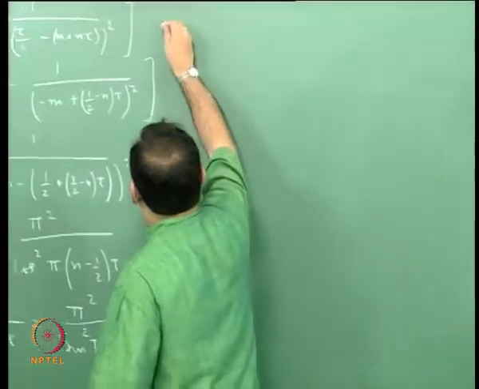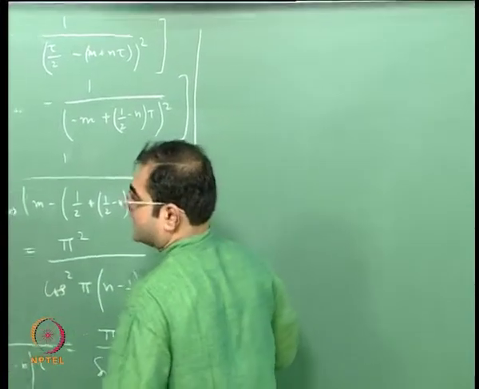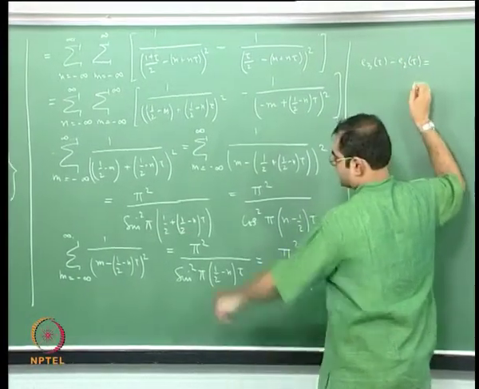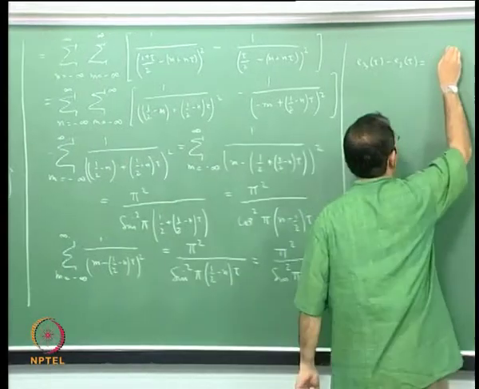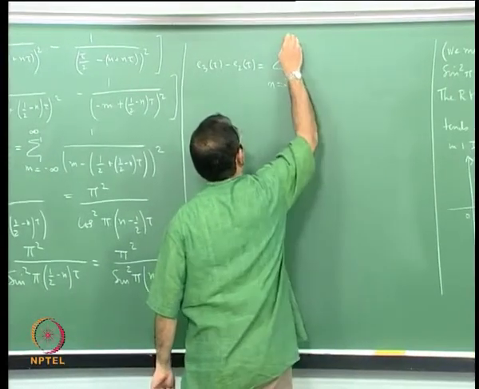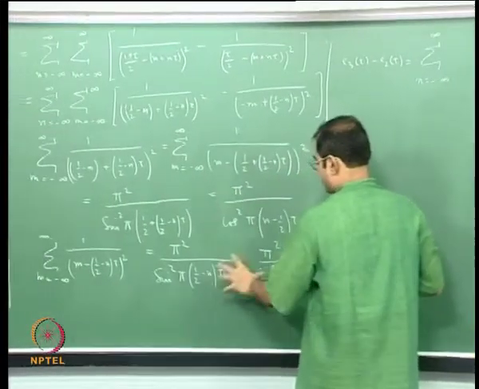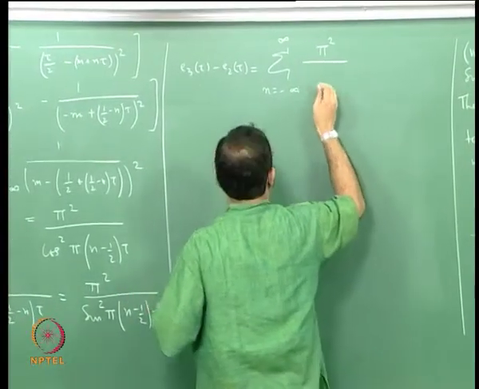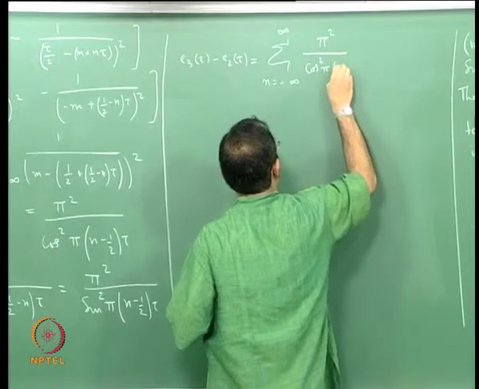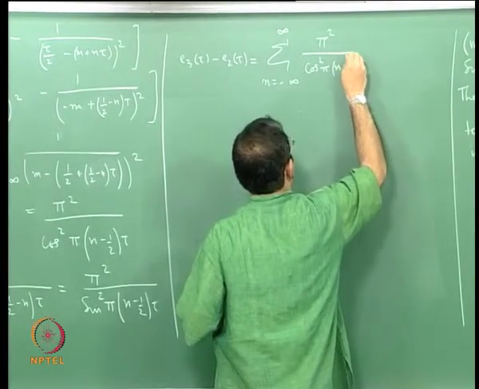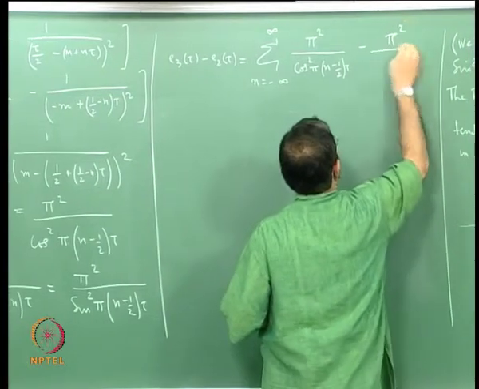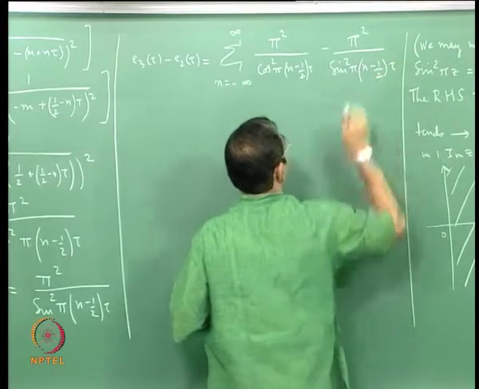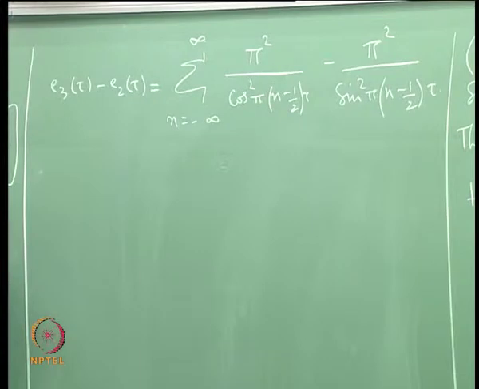Well, we will end up with E3 tau minus E2 tau is equal to a summation outside, n equal to minus infinity to infinity, and what you get inside is this minus this. So it is going to be pi squared by cos squared pi (n minus half) tau minus pi squared by sine squared pi (n minus half) tau. This is what you get.